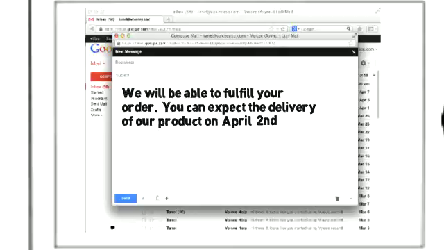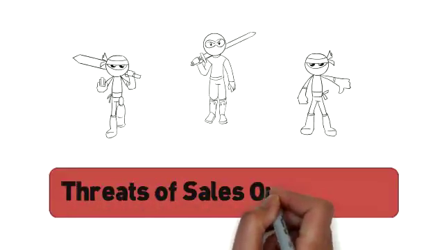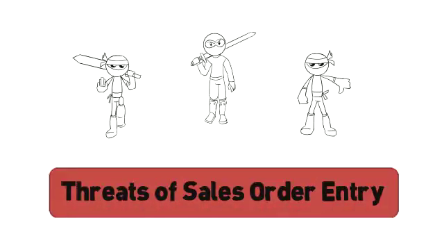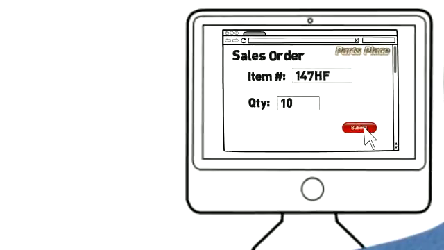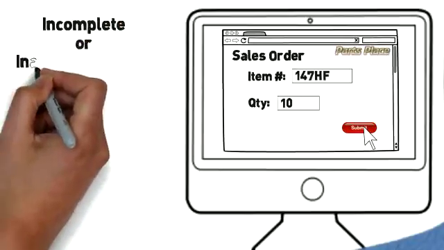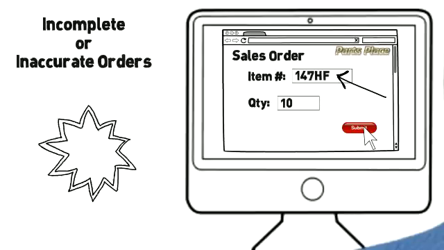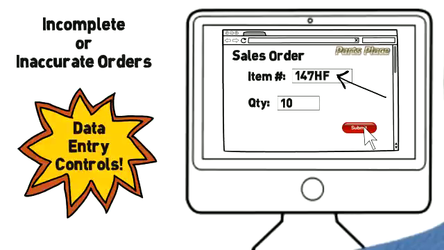Now that we've gone over the process, we'll address the threats of sales order entry. First, let's go back to the beginning. Company XYZ could fill out an incomplete or inaccurate order. Let's say that this item number here isn't an actual item. This is a problem because when the order comes in, PartsPlace won't know how to fill it. They can prevent this by using something called data entry controls. These controls basically only allow real items to be entered in this field.